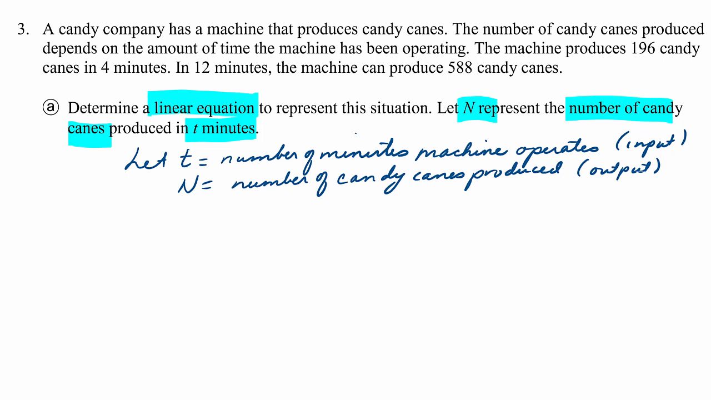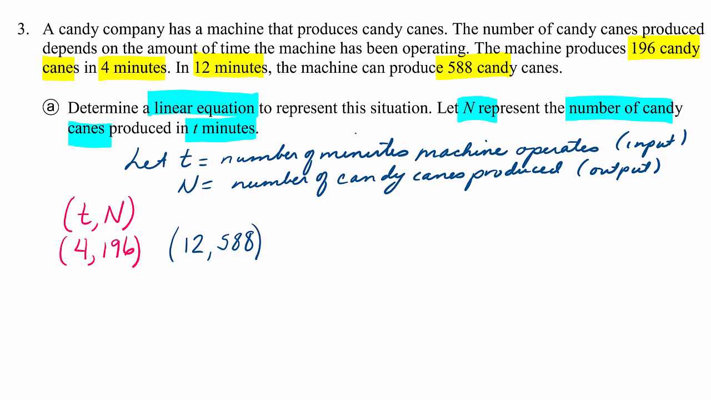So what information are we given? Going back to the original problem, we are told that the machine produces 196 candy canes in 4 minutes. So that's an ordered pair, isn't it? Remember, our ordered pairs are going to look like this: time and then number of candy canes. So we're given 4 minutes produces 196 canes. So there's one ordered pair. Then we know that in 12 minutes the machine produces 588 candy canes. So our second ordered pair will be 12, 588. And we're going to use those 2 points to find the slope.